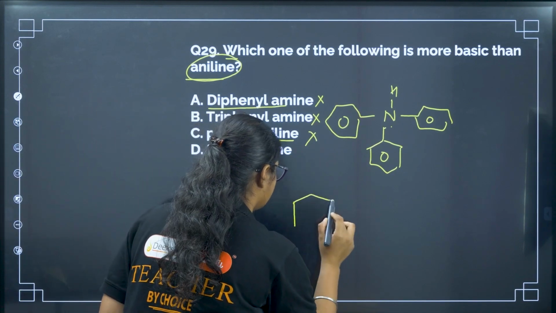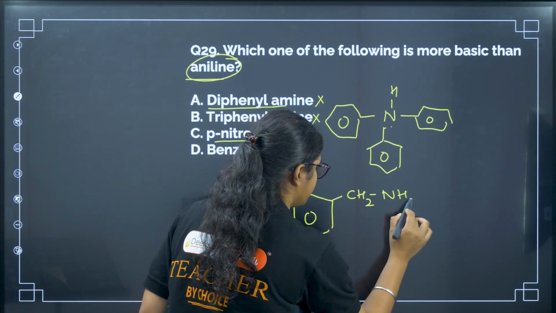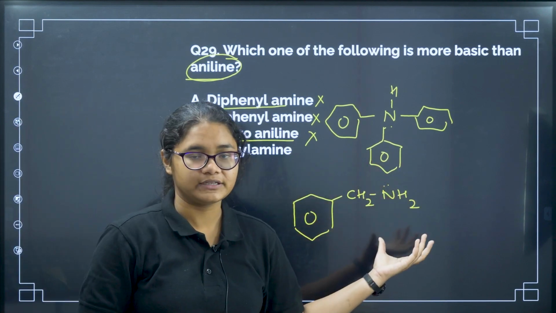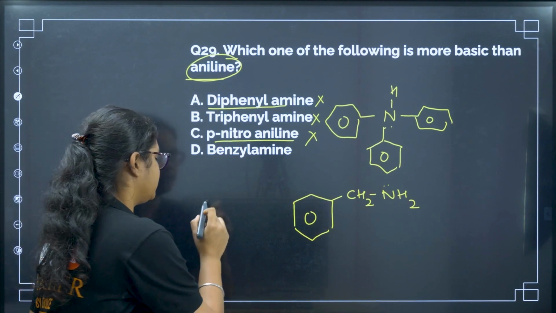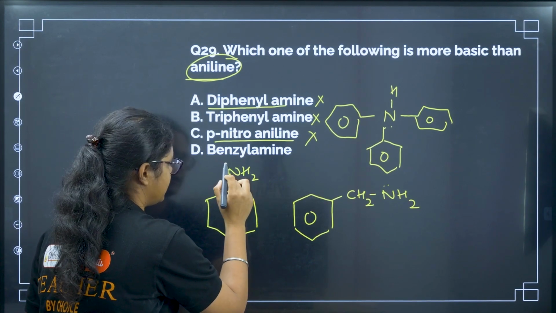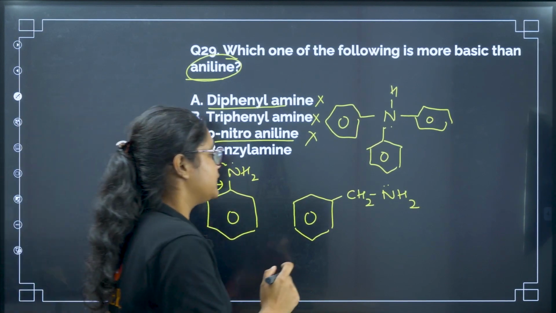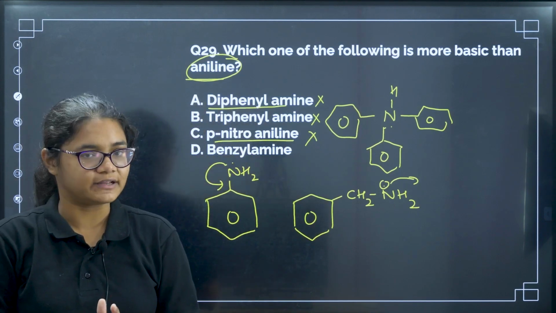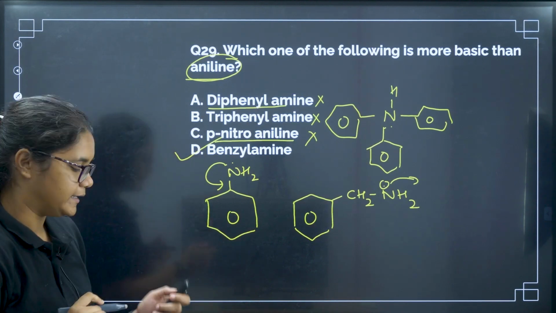But if you have benzylamine, that is your CH2NH2, right? Here the lone pair of nitrogen is not in resonance, so it is purely available for donation. Its basicity will definitely be more than the aniline, where in aniline, this nitrogen lone pair is used in resonance, so it is less available. But here this lone pair is completely available because it is not involved in any kind of resonance, so that one will be more basic. So correct answer is option number D.